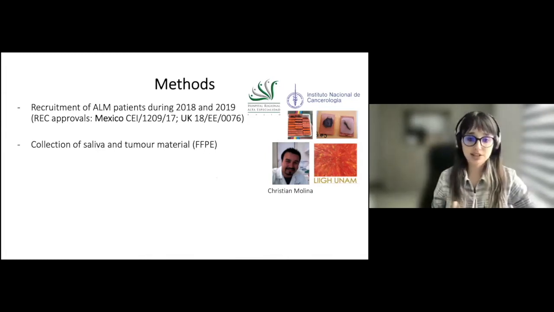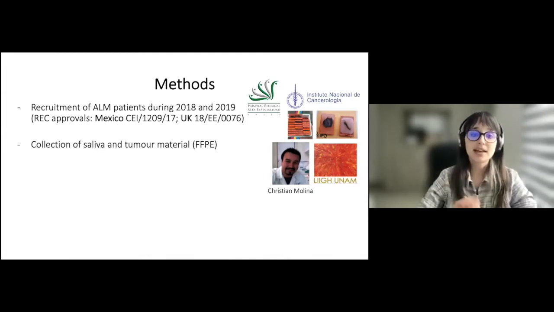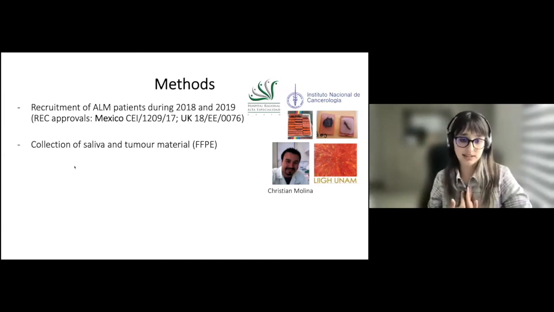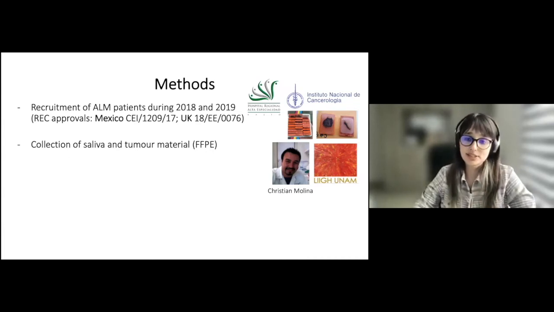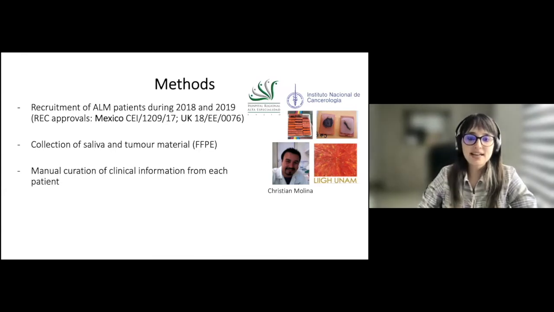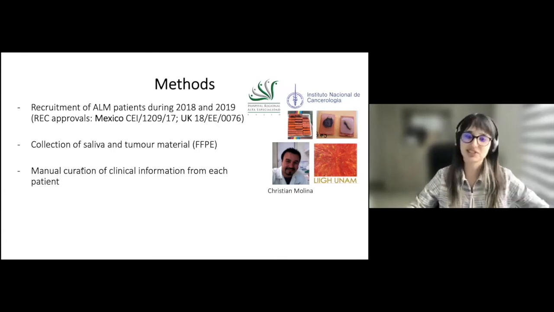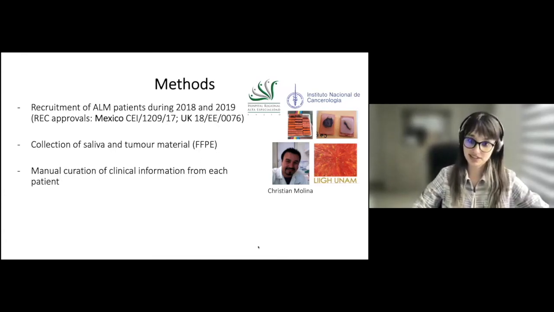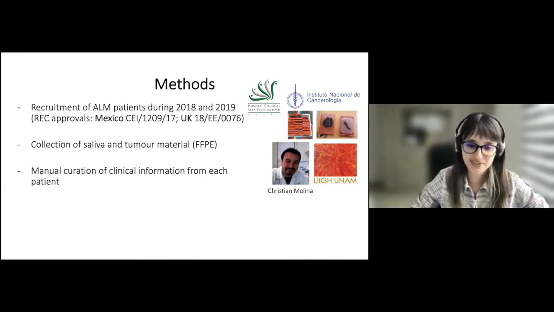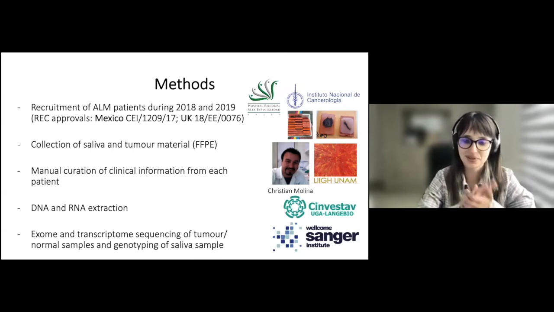So if the patient agrees and they sign an informed consent, then we ask them to donate a sample of saliva so we can get their constitutional or germline DNA, and tumor material in the form of FFPE, as you can see here at the top, an FFPE block. And then we have to do an extensive manual curation of clinical information from each patient because there are more than 100 clinical covariates reported for these patients. This has been work undertaken by Christian Molina, who's a postdoc in the lab, and it's very hard work. So I'm very thankful to him for taking that kind of work on.